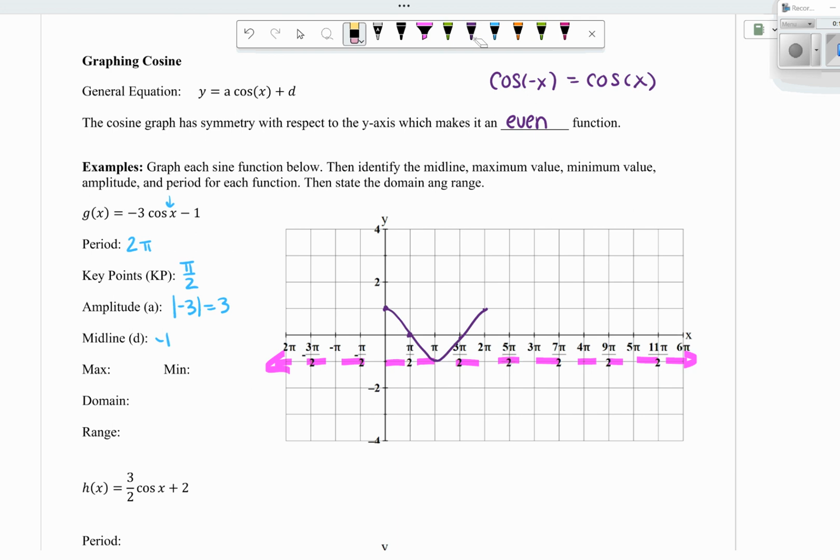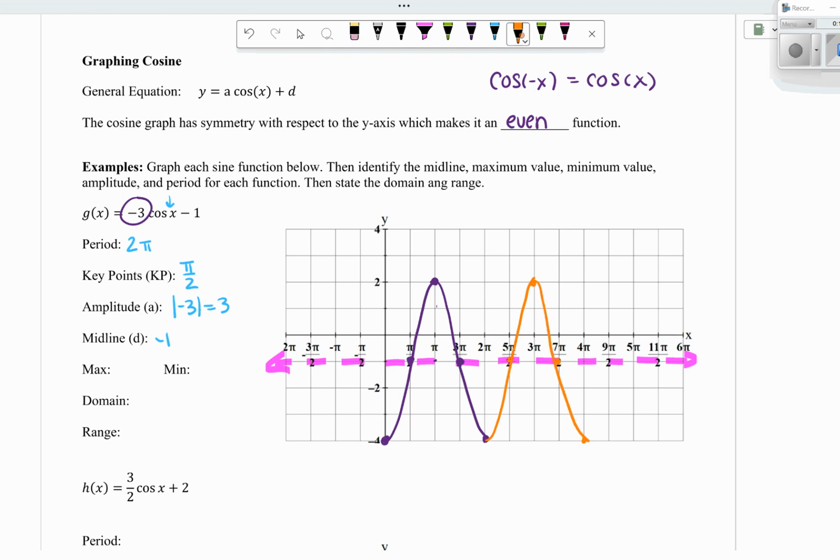So instead, we're not starting at 1. We're going to be thinking about our midline. So at our midline, normally we would start up, but because we have a -3 here, we're going to start below the midline, down 3, 1, 2, 3. And then you go to the midline, up 3, back to the midline, down 3. So this would be my first cycle of my graph. And again, if it helps you to graph the transformations and then get to this graph, that's okay as well.